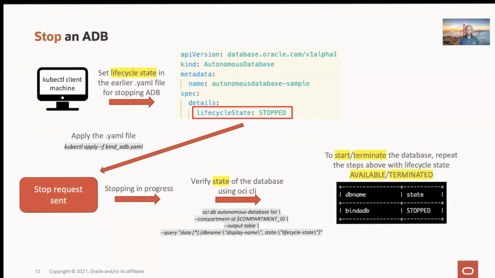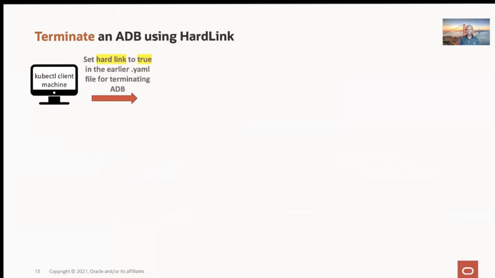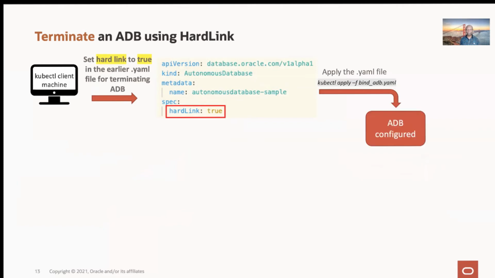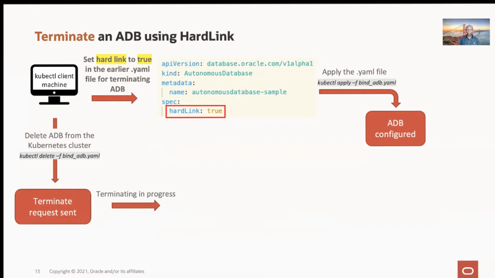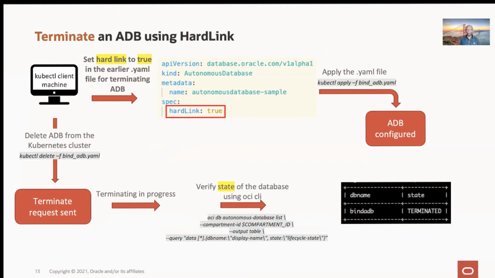Next, I want to terminate an autonomous database. For that, we recommend using something we're calling hard link. So you need to set hard link to true. Same pattern, you need to edit the YAML file and set hard link to true, right? And then save the file and kubectl apply the YAML file. And then the controller will delete. You can use kubectl delete -f with the YAML file, okay? So the termination request will be sent and the database will be terminated, right?